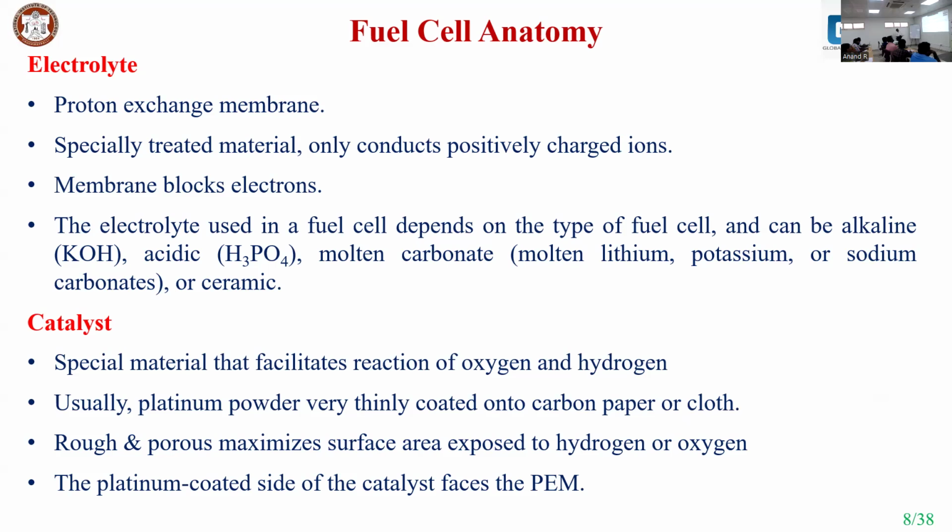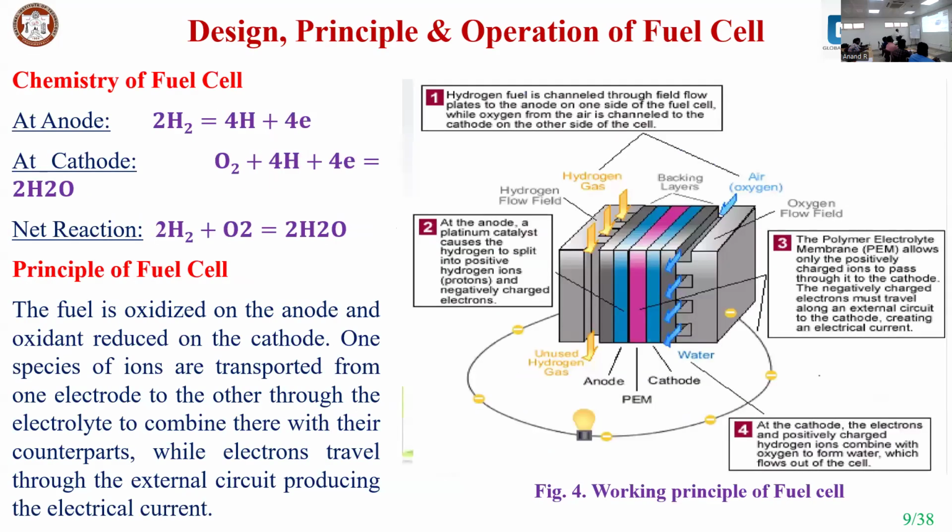So what is the purpose of the catalyst? It is a material that facilitates the reaction of oxygen and hydrogen, oxygen at the cathode, hydrogen at the anode. Usually platinum powder is very thinly coated on carbon paper or glass. The electrode may be any material. You can use carbon, copper, stainless steel or iron, whatever material you like, but the coating plays a major role in enhancing the reaction, the oxidation as well as the reduction.